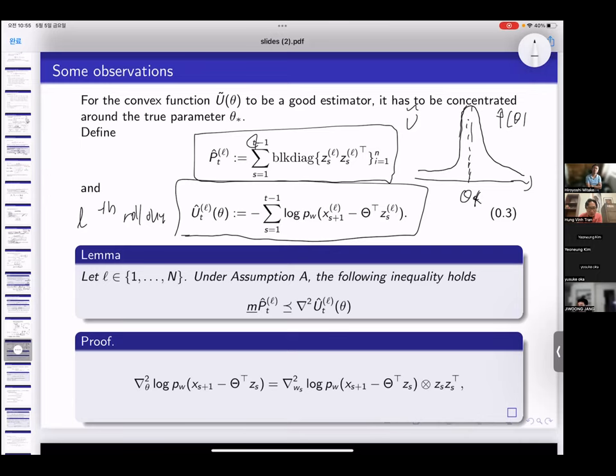So the critical part is that if U tilde theta, which is defined through this relation, has larger curvature, then we are likely to have a probability distribution of theta concentrated around theta star. That's one of the most important parts. And that is quite a natural expectation, because the likelihood function is expected to be centered around the true system parameter theta star.